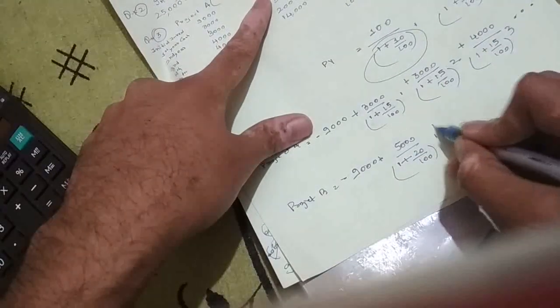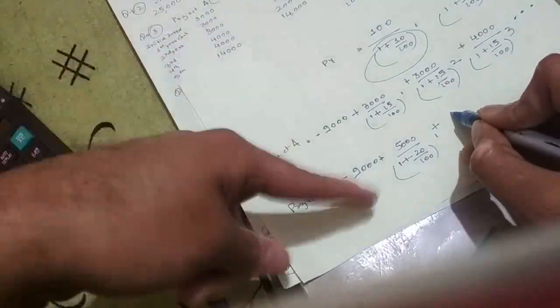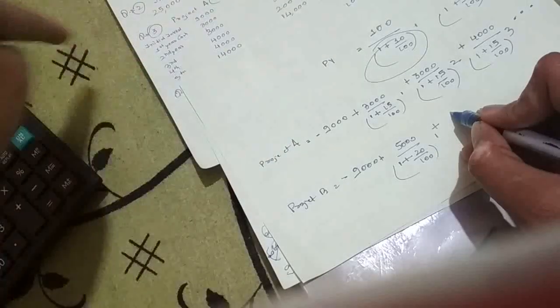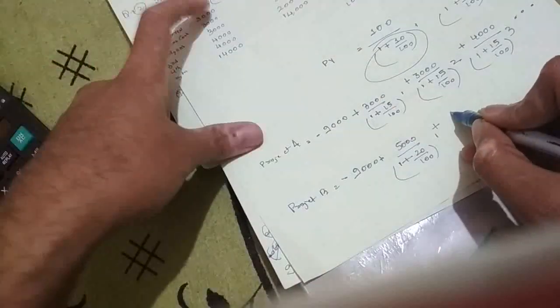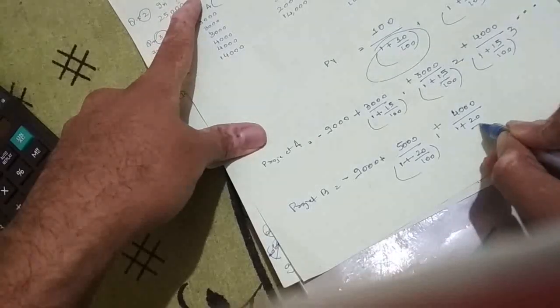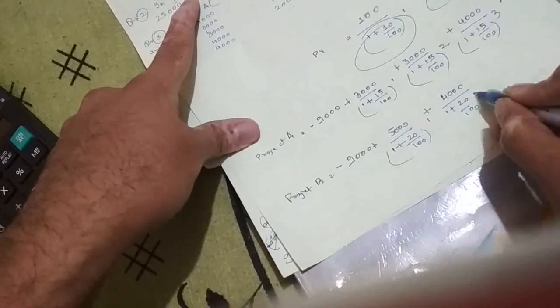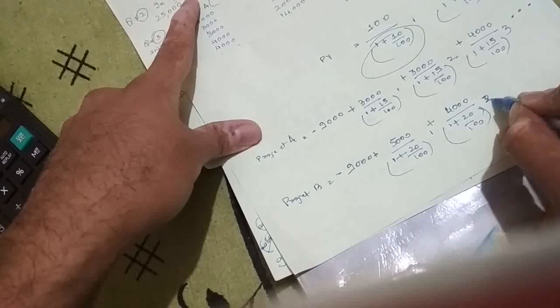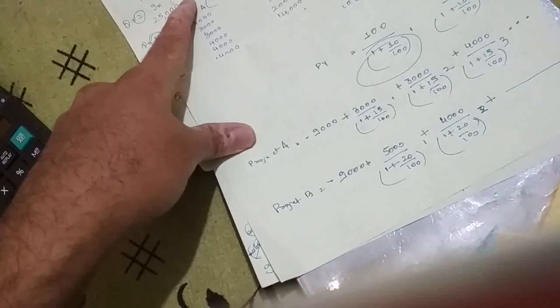So for the first year you are getting this much amount, or the present value you are finding for the first year. So you have to write only 1. Again 4000, 1 plus 20 by 100 to the power 2, again, and so on.